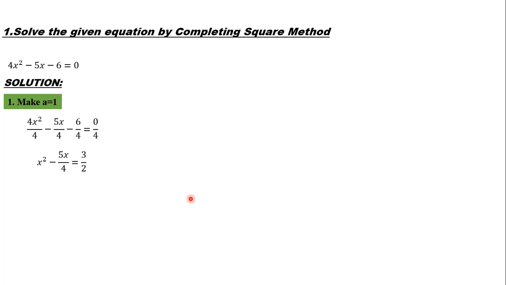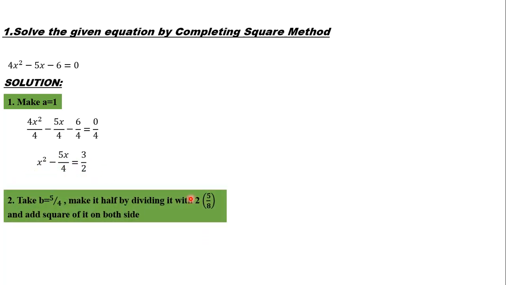What we are going to get? 4x squared divided by 4 minus 5x divided by 4 minus 6 divided by 4 equals 0 divided by 4. So if we simplify it, we will get x squared minus 5 by 4 x equals 3 over 2. In the second step, students, take the value of b, which is minus 5 by 4, make it half by dividing it by 2. It becomes 5 by 8.